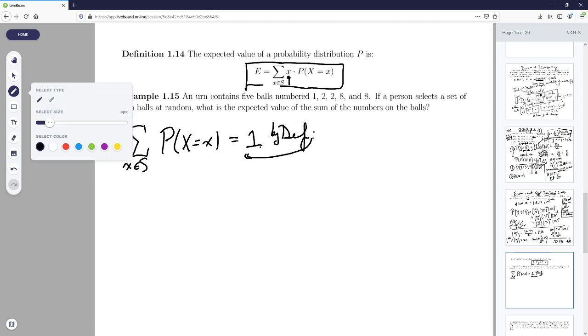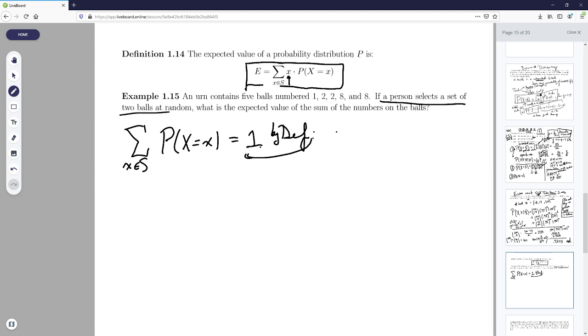Yeah, exactly. So that's the expected value. So let's do a simple calculation of the expected value in this case. Let's say that a person selects a set of 2 balls at random. What is the expected value of the sum of the numbers on the balls? So here are the values in the urn. Let's simplify the problem and say we select 1 at random, and then we'll get back to the 2.